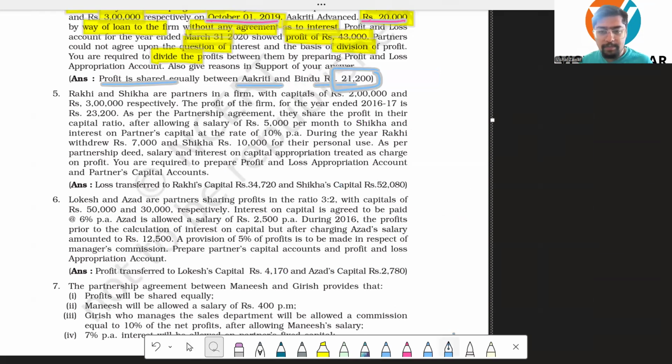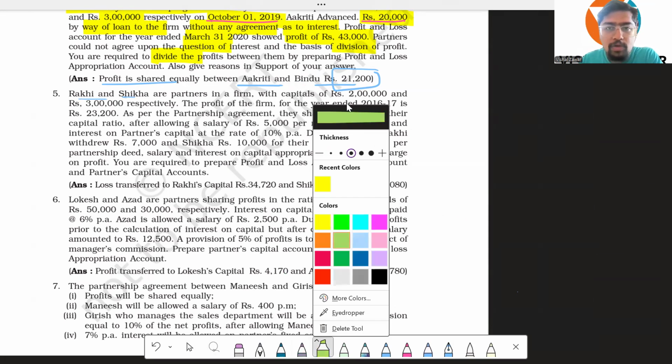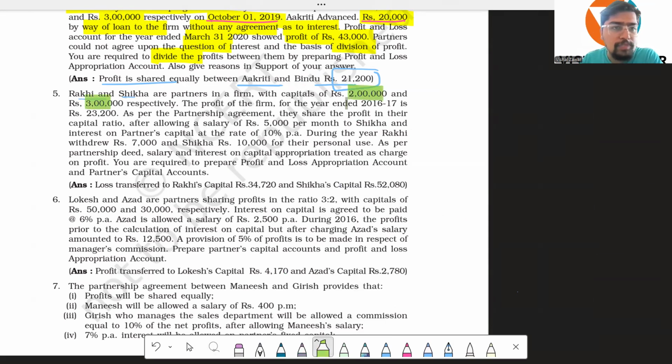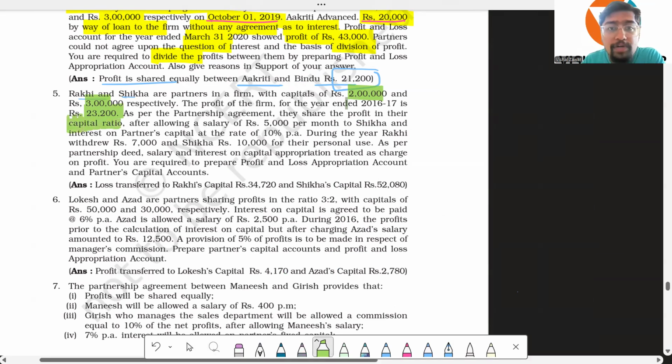Question number 5 says that there are two partners, Rakhi and Shikha. They have the capitals as 2 lakh rupees and 3 lakh rupees respectively. The profit for the year is 23,200. As per the partnership agreement, they share the profit in the capital ratio. So the capital ratio is 2 lakh is to 3 lakh, that means the profit sharing ratio is going to be 2 is to 3.